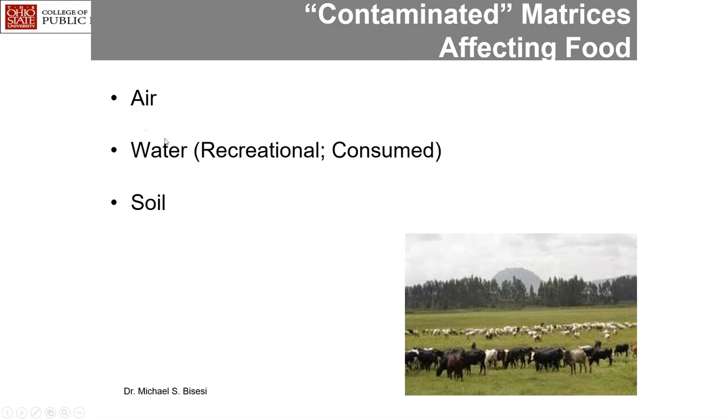Contaminated matrices, food quality is directly related to air quality, water quality, soil quality. I should have put irrigation water in here too for vegetation.